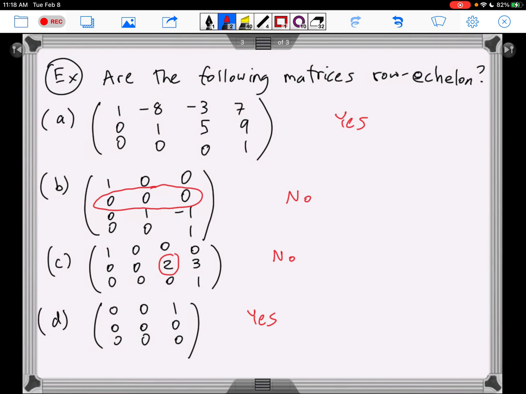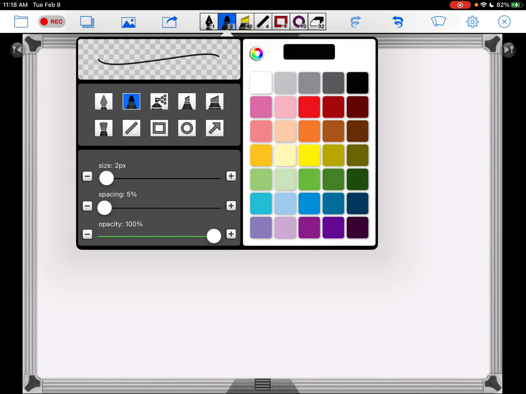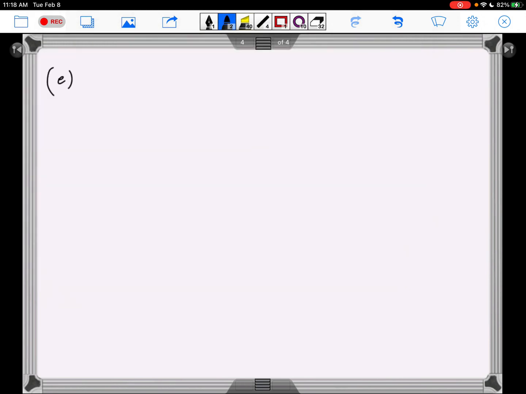I have a couple more that I want to do. I'm just trying to illustrate all the different examples so that you guys have an idea here, okay? So let's look at the next one here. This will be part E. One, zero, zero, zero, negative 3, 0, 0, 0. Negative 6, 1, 0, 0, 5, 3, 1, 0, 4, negative 8, 0, 0.